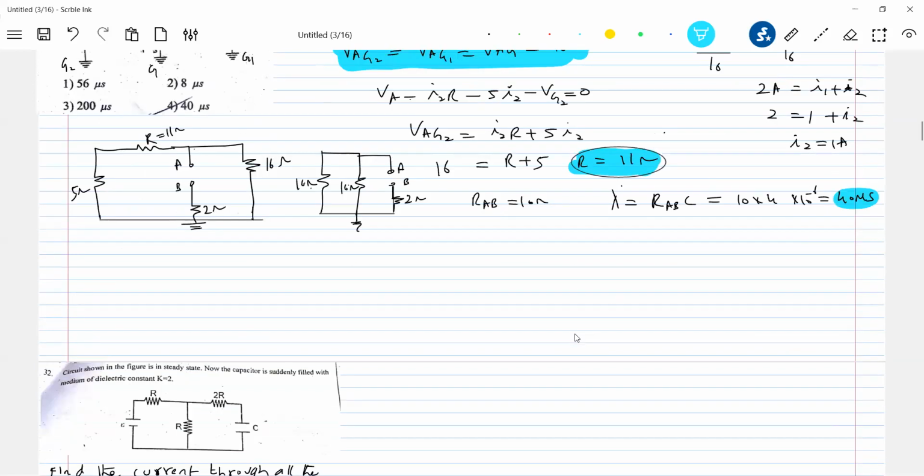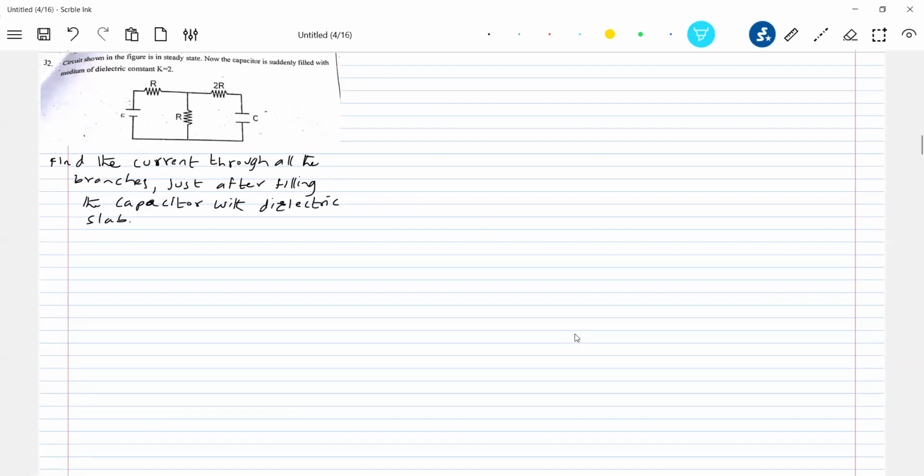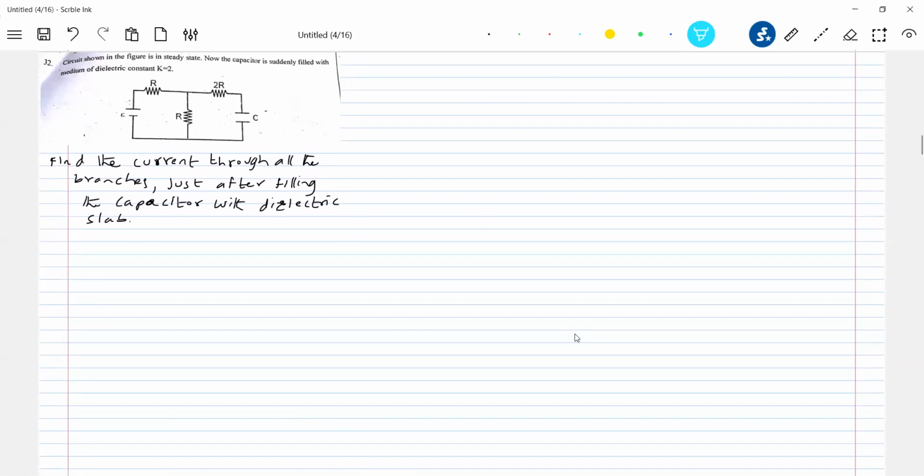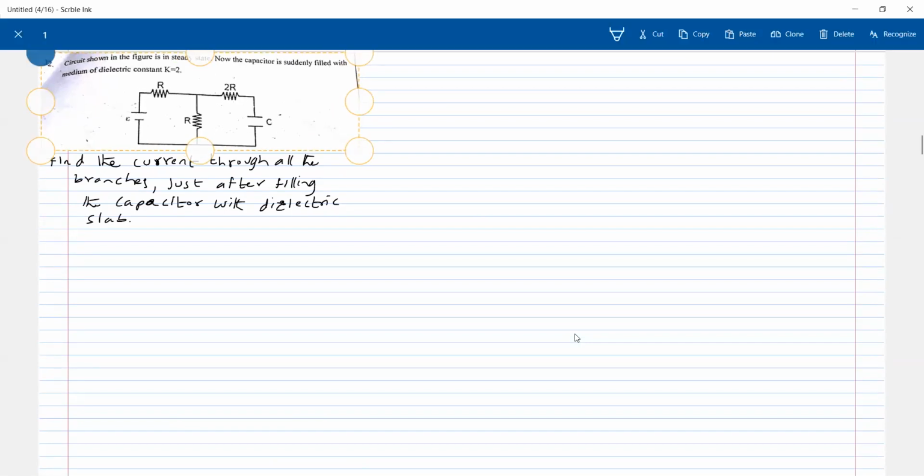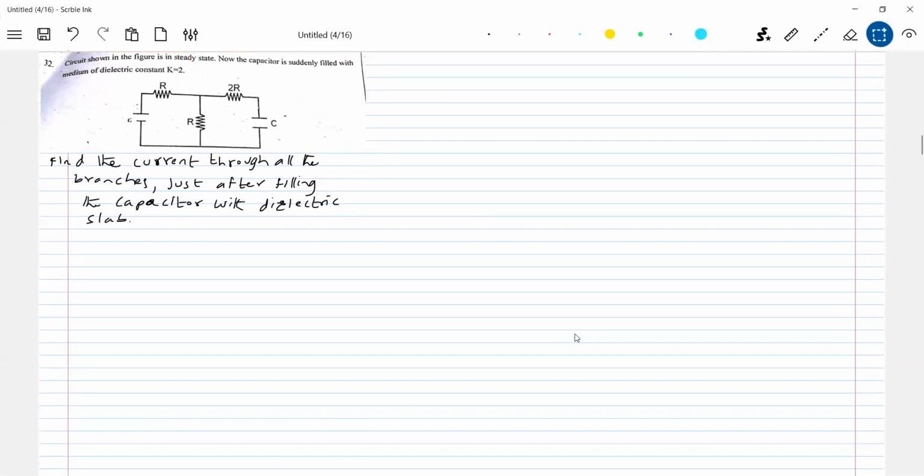We'll go to the next one. Yeah, this has some very good conditions. Read the question. A circuit shown in figure is in steady state. Now the capacitor is suddenly filled with medium of dielectric constant K equal to 2. Find the current through all the branches just after filling the capacitor with dielectric slab.